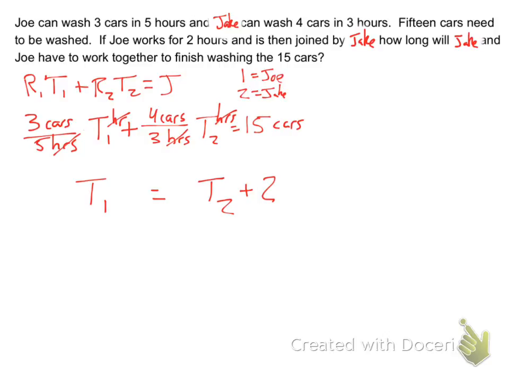Yeah, so I'll have 3 cars T1, or 3/5 T1, plus 4/3 T2 is equal to 15 cars. So I don't need to put labels anymore. But I do know that it says 3/5 T1 plus 4/3 T2 is equal to 15. Does that make it a little bit easier?